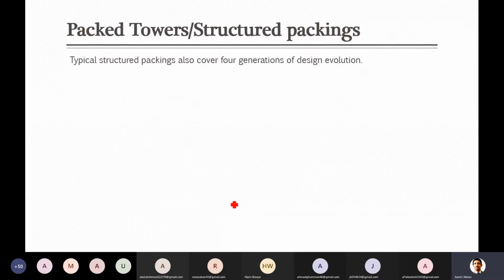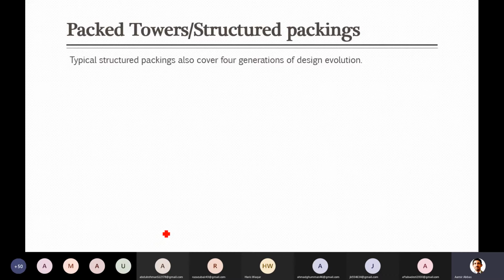Then there are the other types which are called structured. As their name indicates, the first one was random. You just put it randomly inside the column and it is randomly placed. These structured ones are packed inside the column in a better way. If you remember the initial diagram from where I started the lecture, random packing was something accumulated inside the column randomly. But at the other end, structured packing was structured in a much better way inside the column.